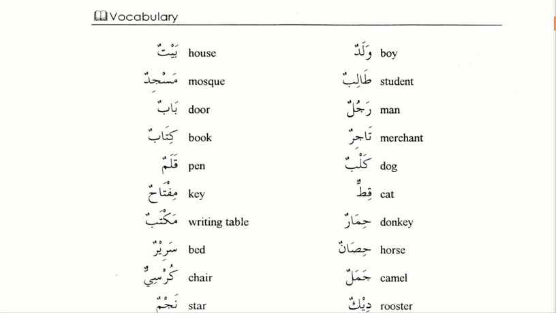So here is the vocabulary which we will need to learn Arabic. Vocabulary is very important when it comes to learning the Arabic language. So we'll start. Waladun means boy. Waladun.